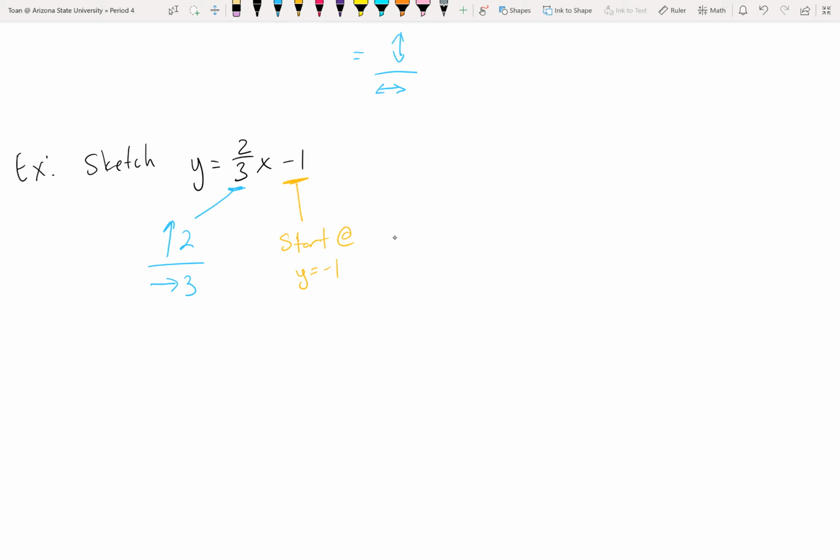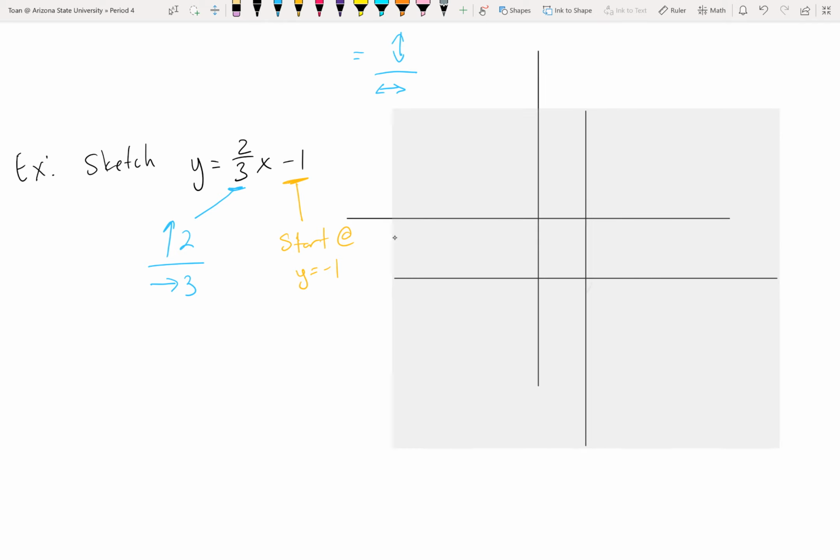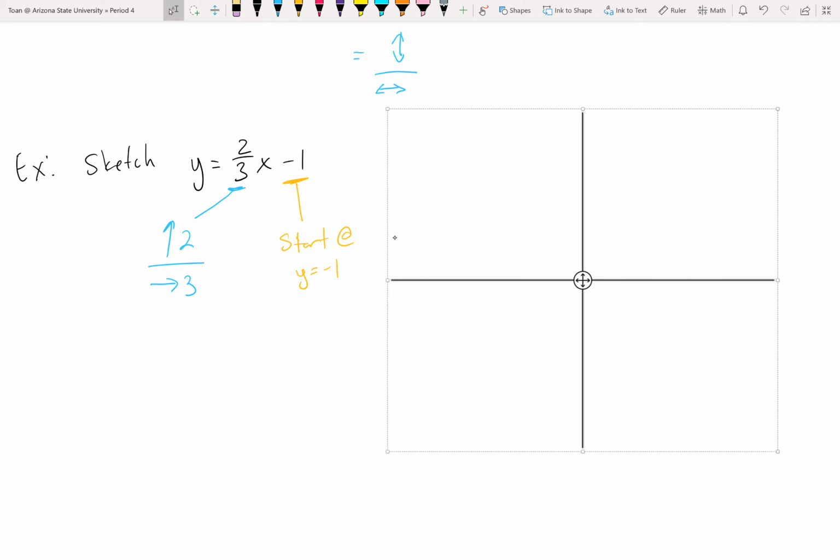So you go ahead and make your Cartesian plane. You make your tick marks: 1, 2, 3, 4, 5 in each direction. And you basically read the equation.